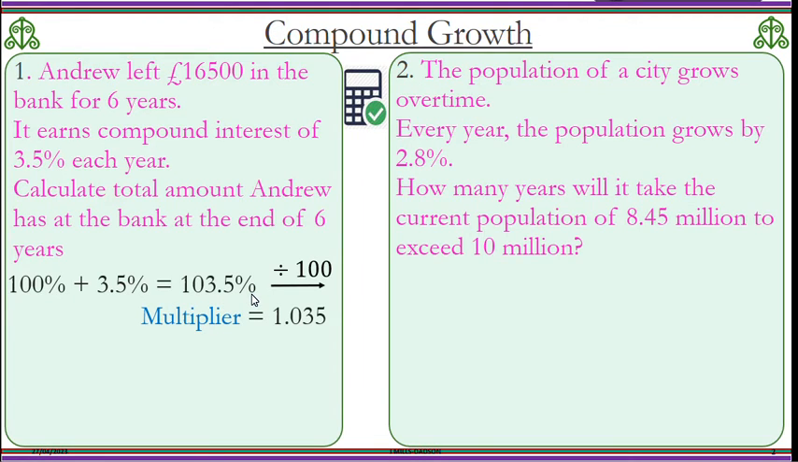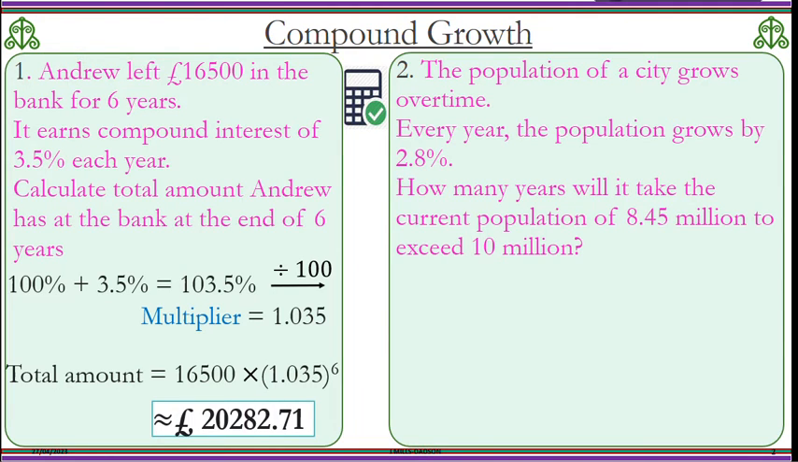Now, how many years is given in the question? 6 years. How much money did he invest? £16,500. So put into the formula, total amount is equal to the amount that you invested times the multiplier to the power 6, and you're allowed to use a calculator. So that tells you at the end of 6 years, Andrew is going to have £20,282.71. So that's the amount that Andrew is going to have.